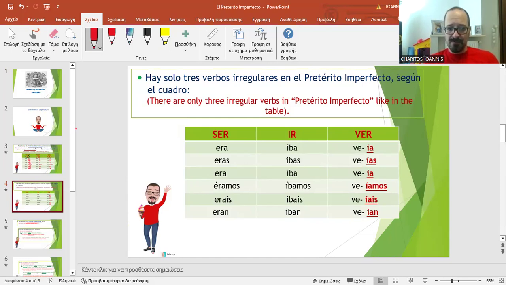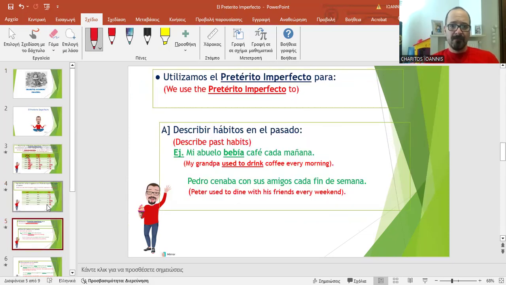This is so close to being a regular verb, but the fact that we don't drop the full infinitive suffix and we maintain that E here makes it irregularly formed. So this is why we say that it's irregular. What about the uses now? Because up to now we described how to form the tense.